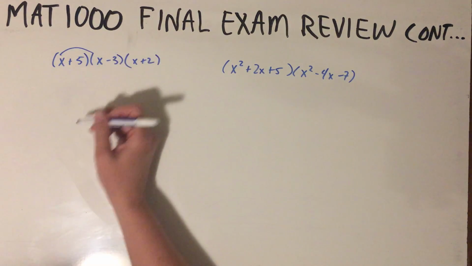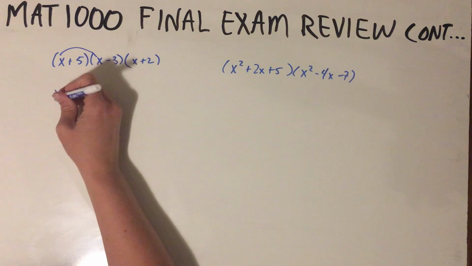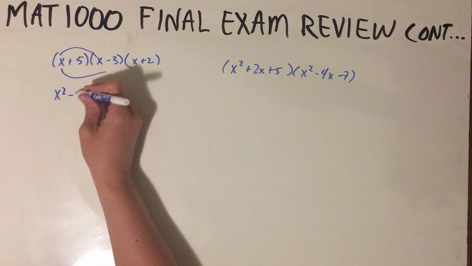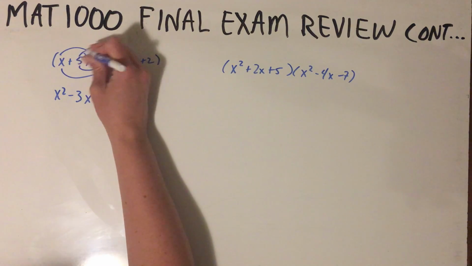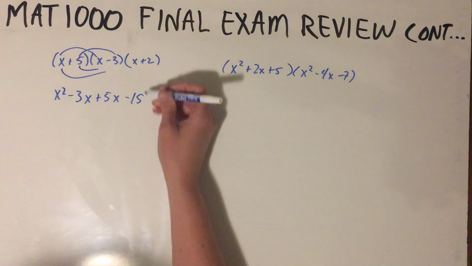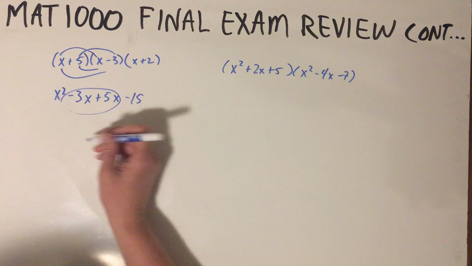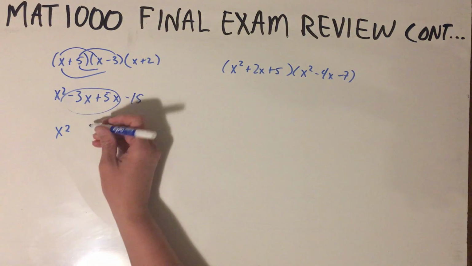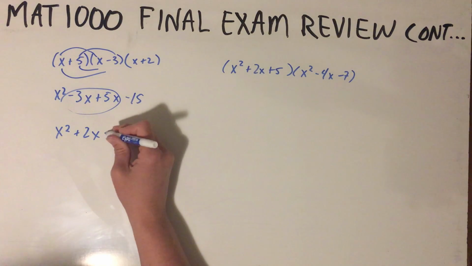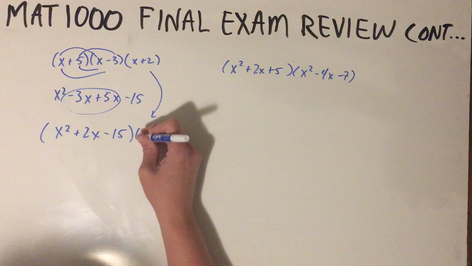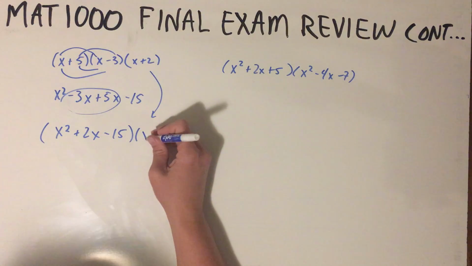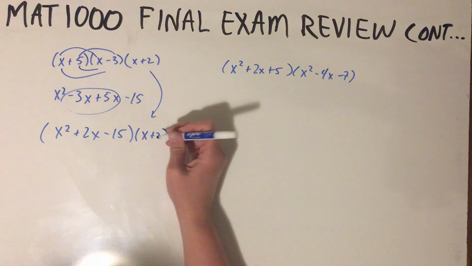So I'm going to FOIL these. The firsts are going to be x squared. The outer is going to give me a negative 3x. The inner is going to give me a 5x. And the last are going to give me a negative 15. These can be combined, so we get x squared plus 2x minus 15. But I still need to multiply this result here by the x plus 2.